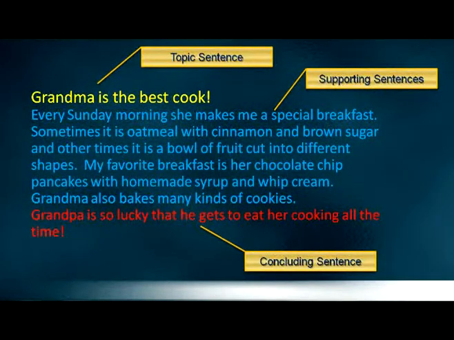As we can see, that was a really good example of a well-written paragraph. It had a topic sentence with a main idea, and then it had supporting sentences to support the main idea or the topic sentence. And then in conclusion, it had a concluding sentence. This paragraph has all the parts of a well-written paragraph and is an excellent example of what a good paragraph should look like.